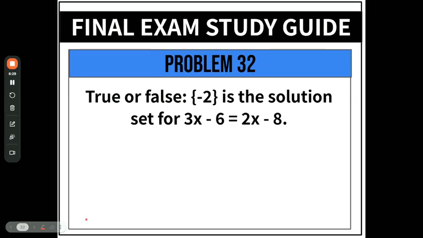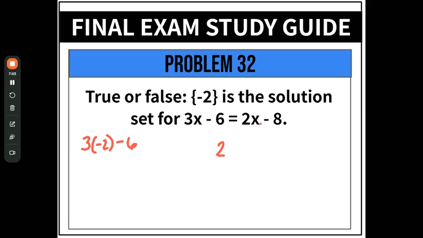Problem 32. True or false? Negative 2 is the solution set for this equation here. So the way that we can figure this out is we can substitute negative 2 for every time that we see x, and if both sides of the equation are the same, then it will be true. But if both sides of the equation are not the same, then it's going to be false. So let's just try here. So 3, and instead of x, I'm going to put negative 2 minus 6. That's going to be one side.